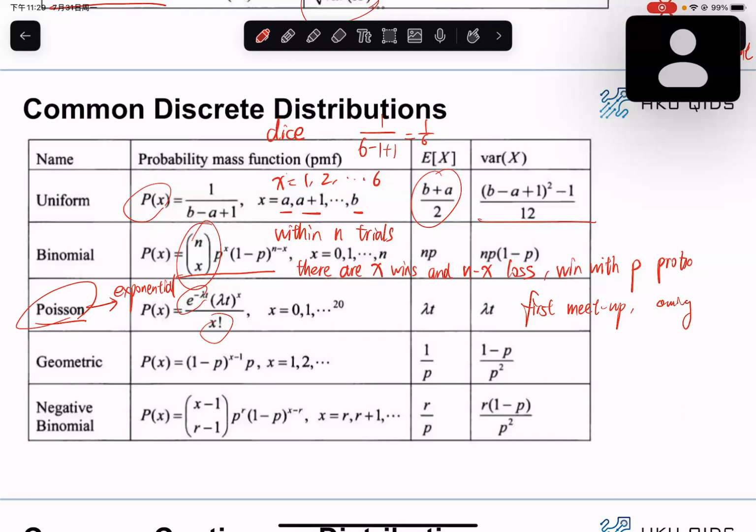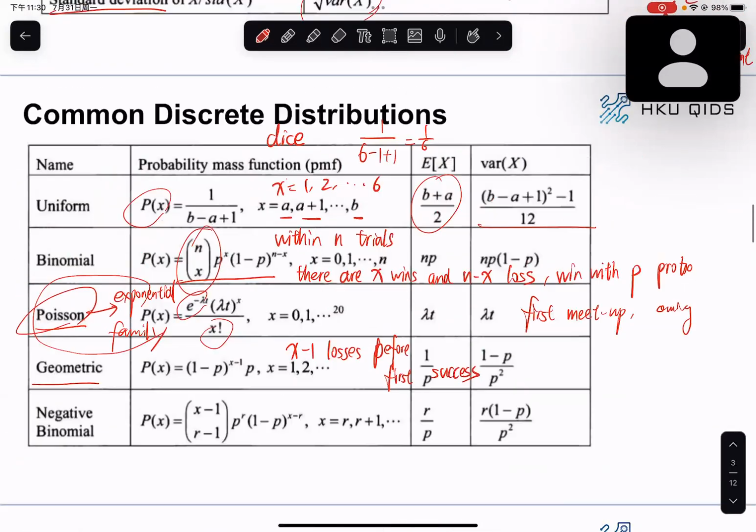And we are going to have the exponential distribution family, which is quite an important part of stochastic processes in statistics. And how about the geometric? The geometric basically means x minus 1 losses before the first success. For example, I need to fail 10 times until I get into Peking University, and that's a probability. This p here is the probability that I get into Peking University, assuming it's a constant.